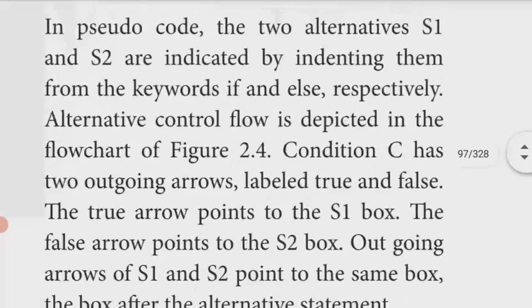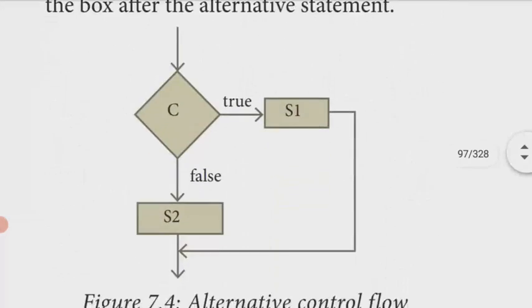See, this is the example for an alternative statement. See here the condition is there. If the condition is true, it will execute S1. If the condition is false, it will execute S2. Let us take an example. Here the marks above 35. 35 is the pass mark. So if the person got above 35 marks, he should pass. If he got below 35 marks, he should fail. So this is called alternative control flow, we can tell.